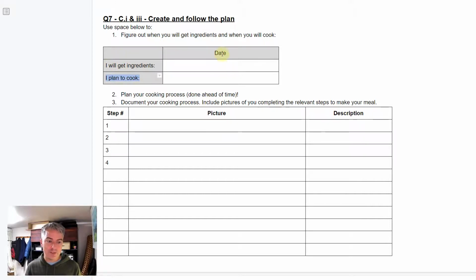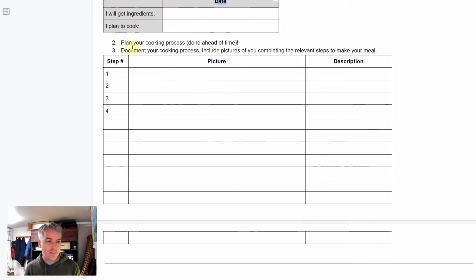I just want to make sure that you have dates in mind. And then plan your cooking process. So this should be done ahead of time. Part of it will come through the recipe, but you'll need to indicate what the different steps are in your recipe, and same thing we did last time, document your work as you go. This can be done with videos. You could include links to different sections of the video. That could be an option for that.